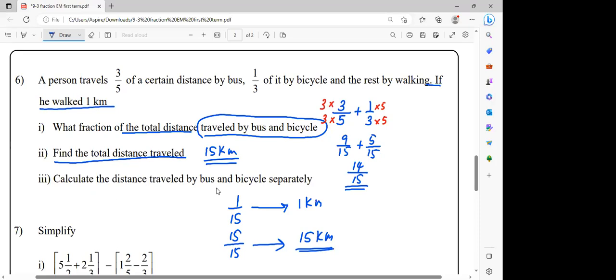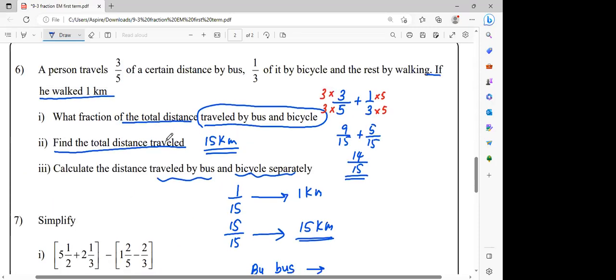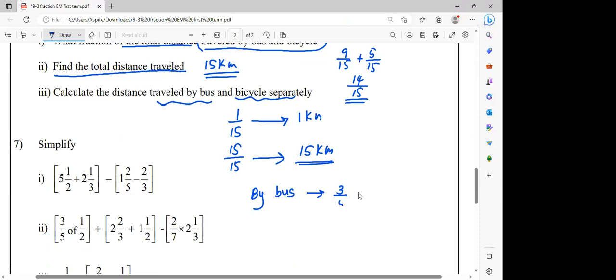Calculate the distance traveled by bus and bicycle separately. Bus එකෙන් සහ bicycle එකෙන් ගිය ප්‍රමාණය වෙන වෙනම හොයන්න. Then by bus, how do we do it? He traveled by bus 3/5. Okay, 3/5 of 15 kilometers, because 3/5 of the total distance, and the total distance is 15. Then 3/5 multiplied by 15. Now divide 15 by 5, it's 3. 3 into 3 is 9 kilometers. Okay.